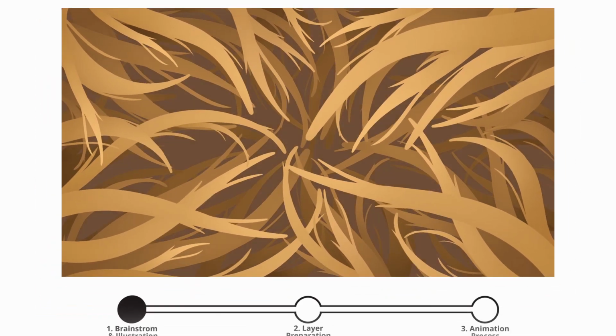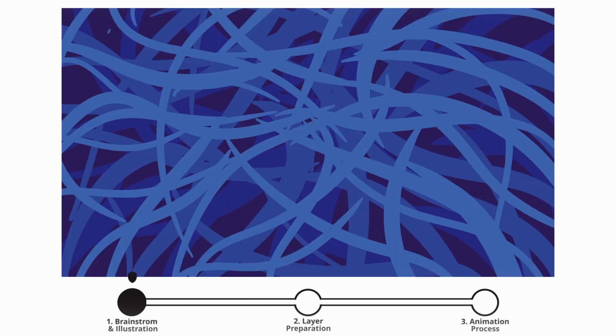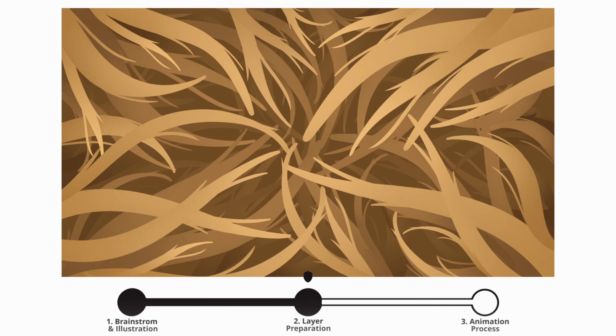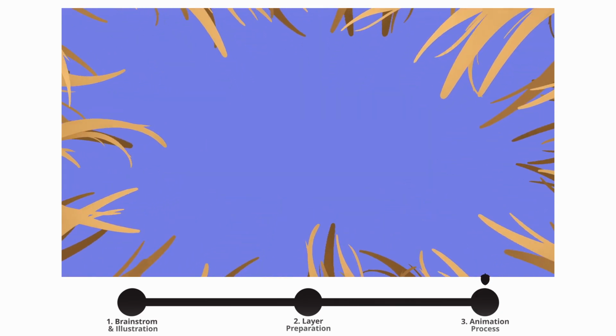Today, in this video, I'll be going over my thought process and the steps I took to make this transition screen come to life using Clip Studio Paint and Rive. I'll be splitting this video into three main parts, from the initial brainstorming stage and illustration process, to prepping the layers to be animated, and lastly, animating the illustration in Rive.